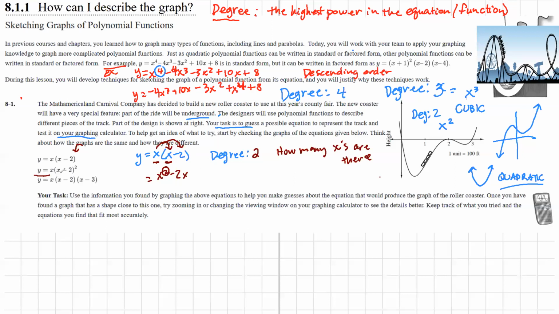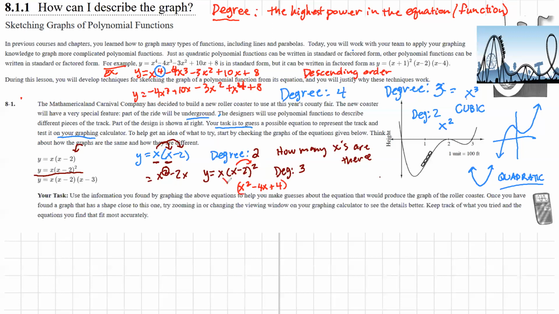Let's copy the second equation right here. What is the degree of this equation? y equals x times (x minus 2) squared. What is this degree? 4. It is actually 3, but thank you for guessing. I appreciate that. Because you're going to get an x squared for this one, right? When you square this out, it's going to be x squared minus 4x plus 4 when you square it out.